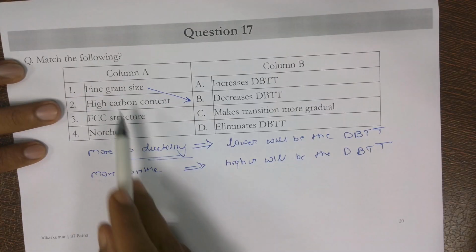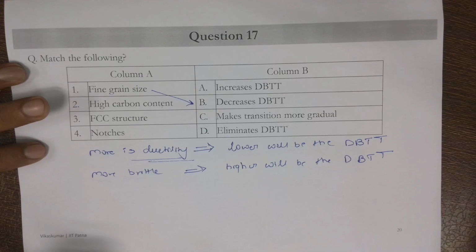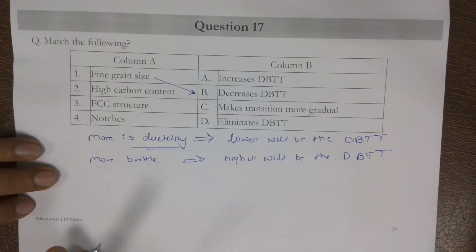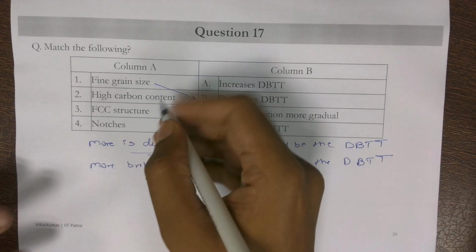Very good, Omkar. High carbon content. If we are increasing the carbon, what are we doing? We are making it more and more brittle, right? For example, cementite. Why do we not use cast iron? Because it has a large amount of carbon that made the cast iron very brittle. So we are not using it. Higher the carbon, more is the brittleness. Yeah, very good. So option A.